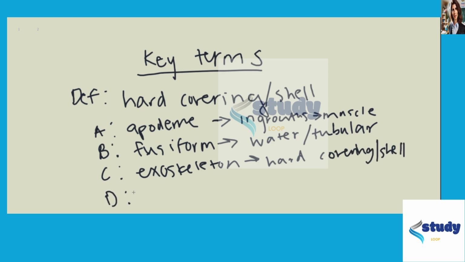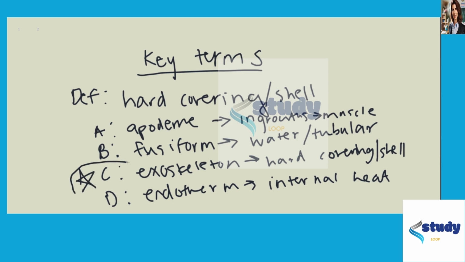And then we have D, which we know is not the right answer because it says endotherm, which is an organism where they control and are in charge of their own heat internally. So we'll say internal heat. So obviously the term that matches is C, exoskeleton.